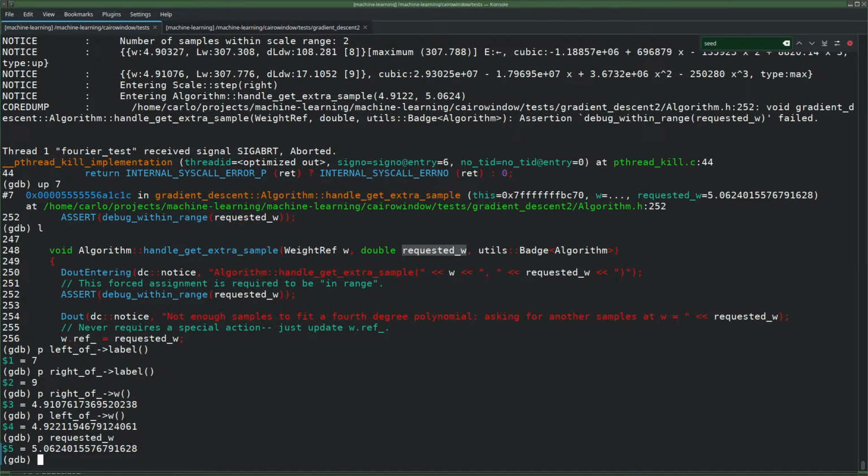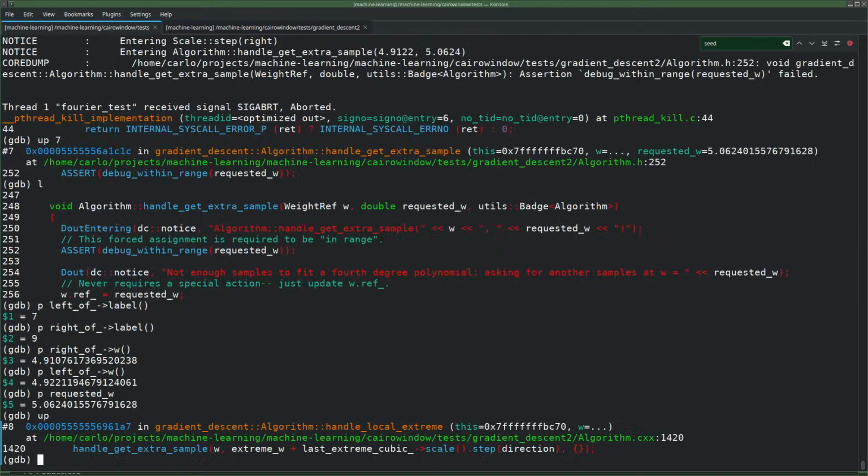And I'll get extra sample. Why would an extra sample be required to be in a narrow range like that? The whole point of the extra sample is to not be super close, if you ask me. It's close enough. Seems again that the assert is not really correct here. You just see the extreme plus a scale step, which might be way larger than the range.